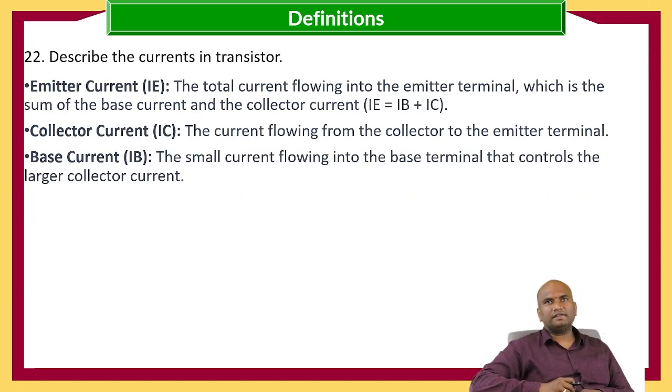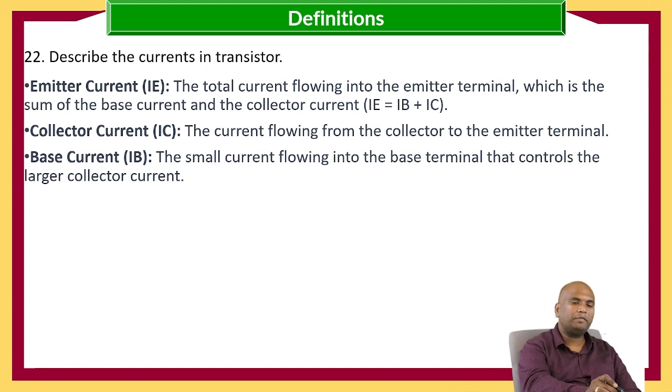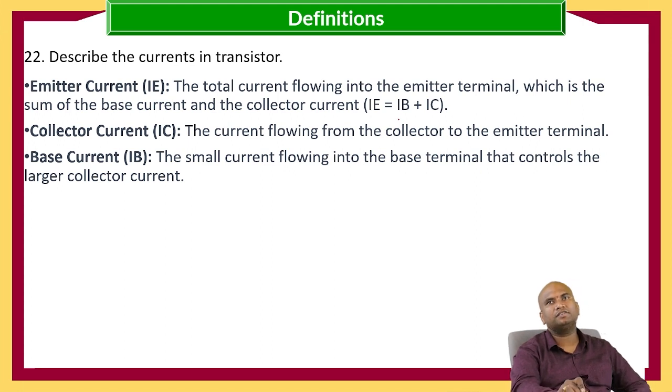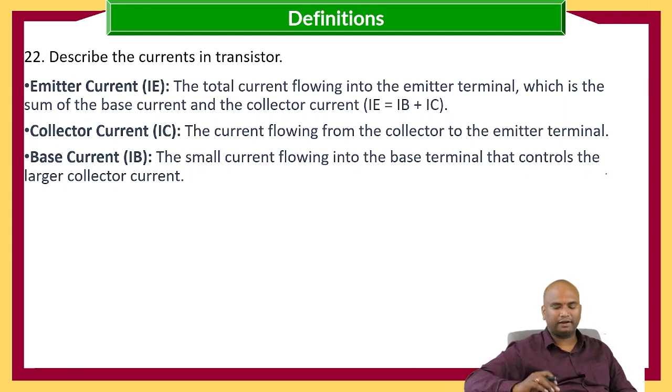Describe the currents in the transistor. Emitter current is the total current flowing into the emitter terminal, which is the sum of base current and the collector current, where IE is equal to IB plus IC. The collector current is the current flowing from the collector to the emitter terminal. Base current is the small current flowing into the base terminal that controls the larger collector current.